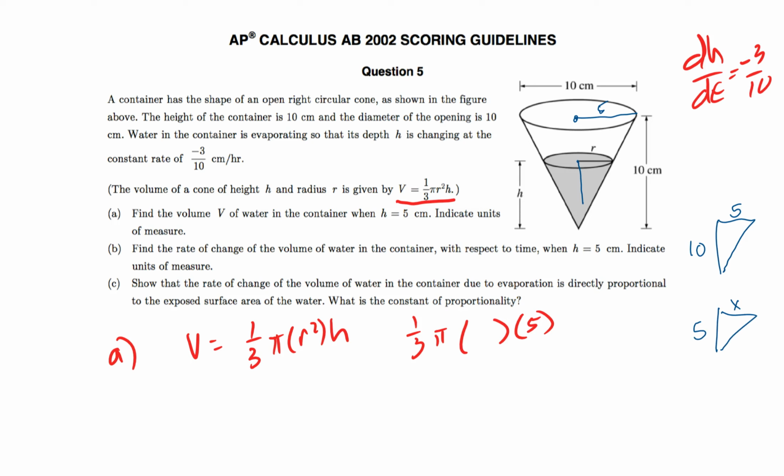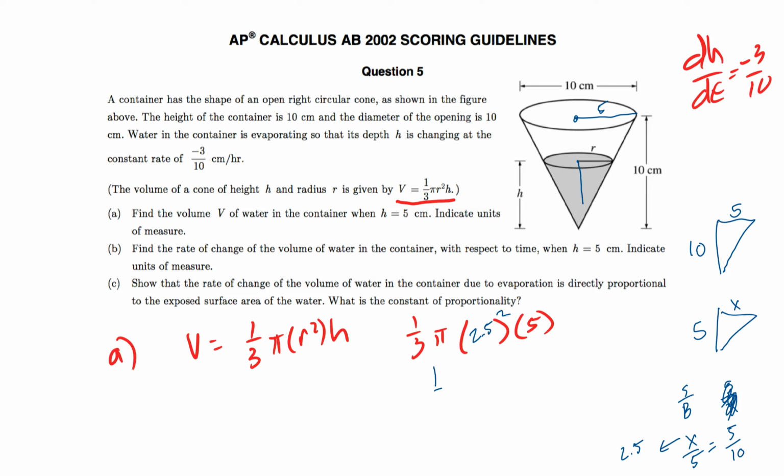I always like to do small over big. So the small side would be x, over 5, is equal to this side over that side, 5 over 10. The ratio is just 1/2, so x is going to be 2.5. You could cross multiply and solve it, but you get 2.5. Just half as small. So that goes here.